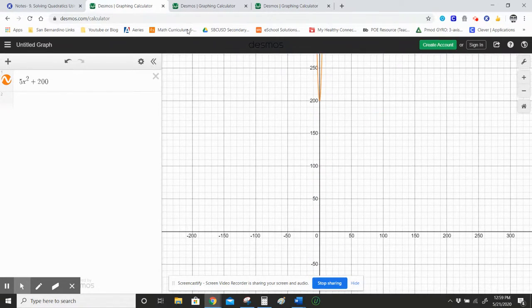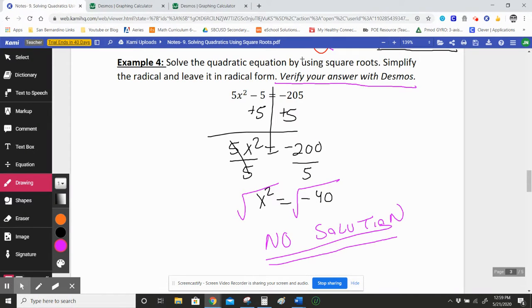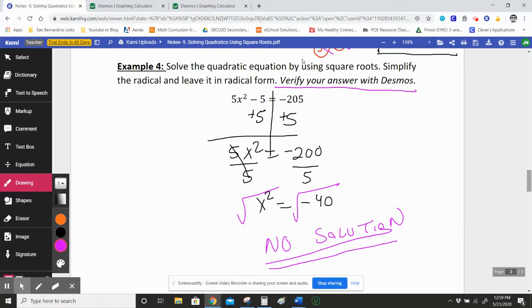Here's the only thing. Where does it cross the x-axis, right? It never crosses the x-axis because there's nothing here. That is the reason why we got no solution, and that's the reason why it's giving us the square root of a negative number. So because it never crosses the x-axis, therefore we have no solution, no roots.